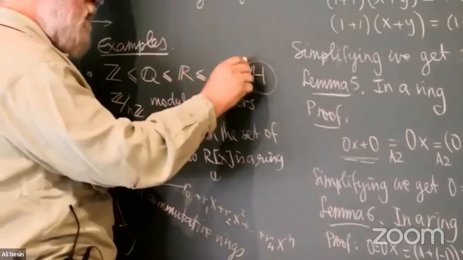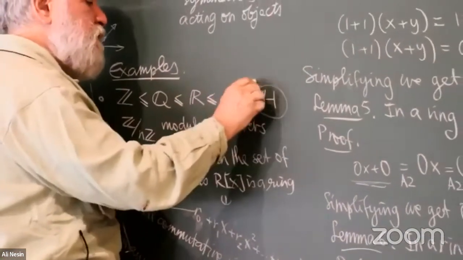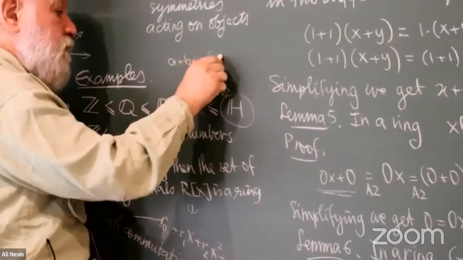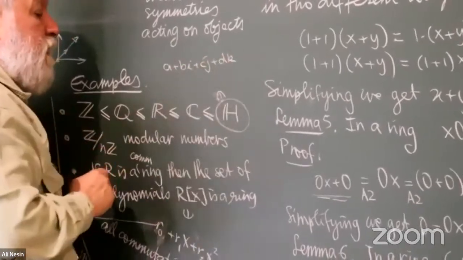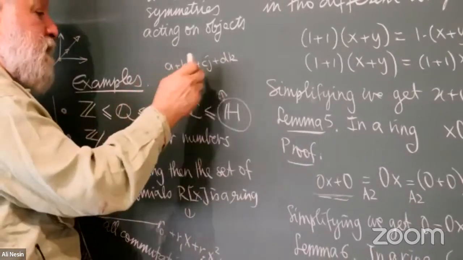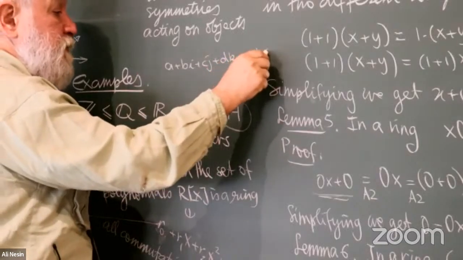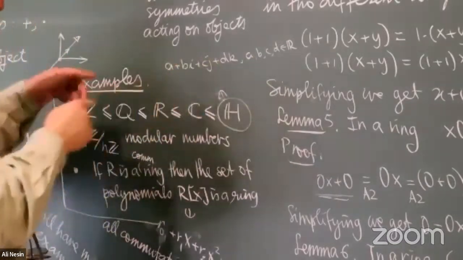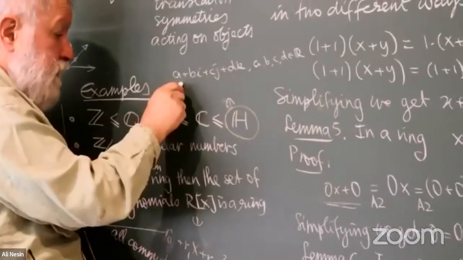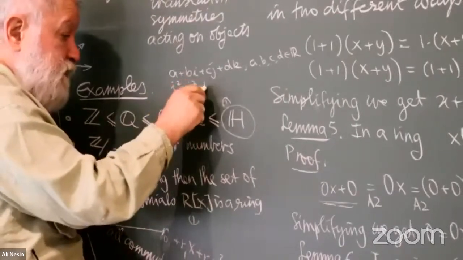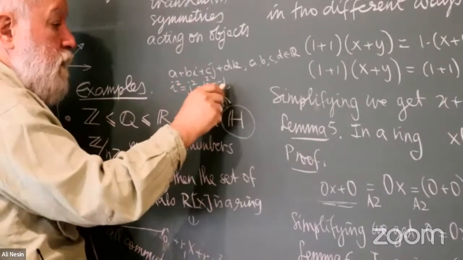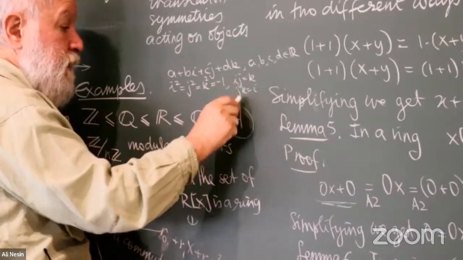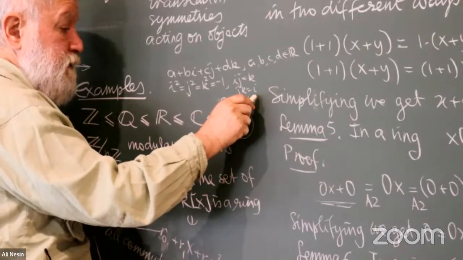The elements of this are of the form A plus BI plus CJ plus DK, where A, B, C, D are real numbers. When you multiply them, A, B, C, D commute with everything. I squared, J squared, K squared are all minus 1. IJ is K, JK is I, and KI is J.